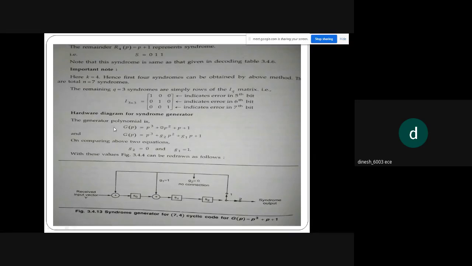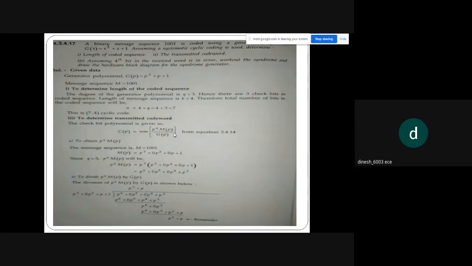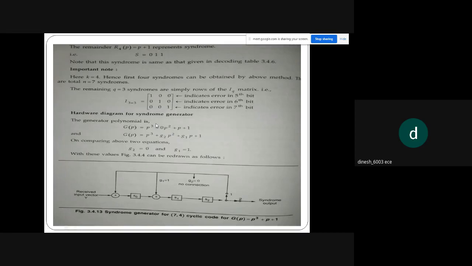Now how to draw the diagram for the syndrome generator. Write the given generator polynomial. Let us go back to the generator polynomial: p power 3 plus 0 p power 2 plus 0 p power 1 plus 1. Compare it with the generalized equation that we are familiar with, g of p is equal to p power 3 plus g2 p power 2 plus g1 p power 1 plus 1. Comparing, we get g2 is equal to 0, g1 is equal to 1. So accordingly draw the diagram. g2 is 0, so no connection. The remaining syndrome S0, S1, S2 will be there.